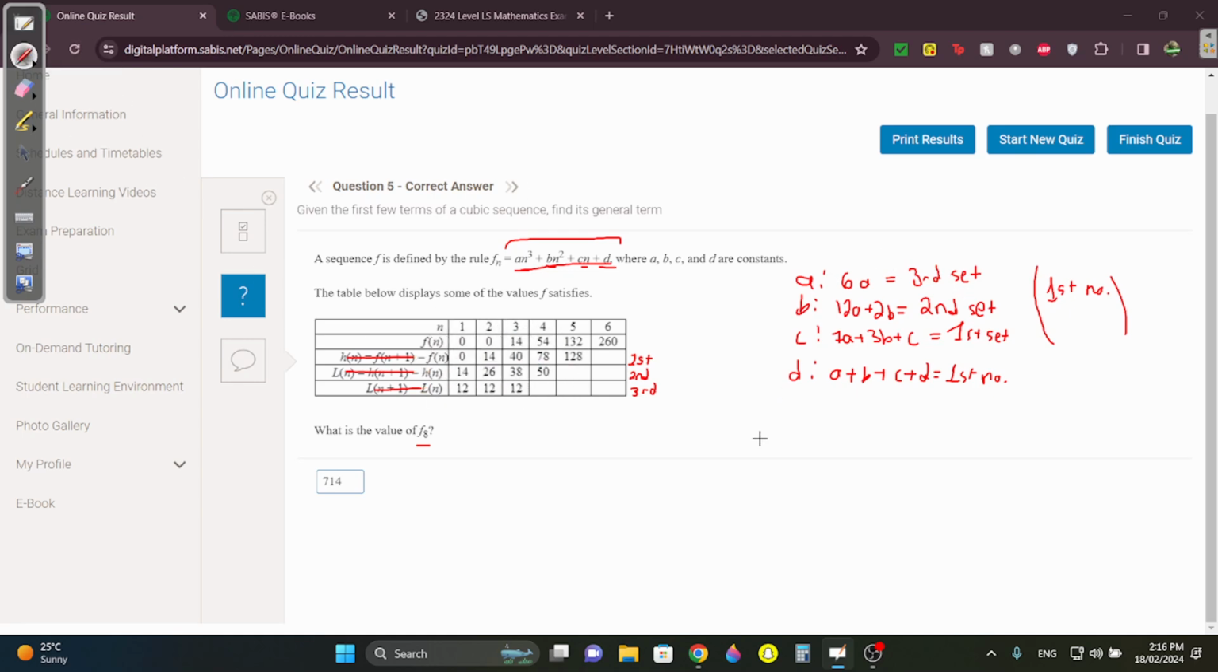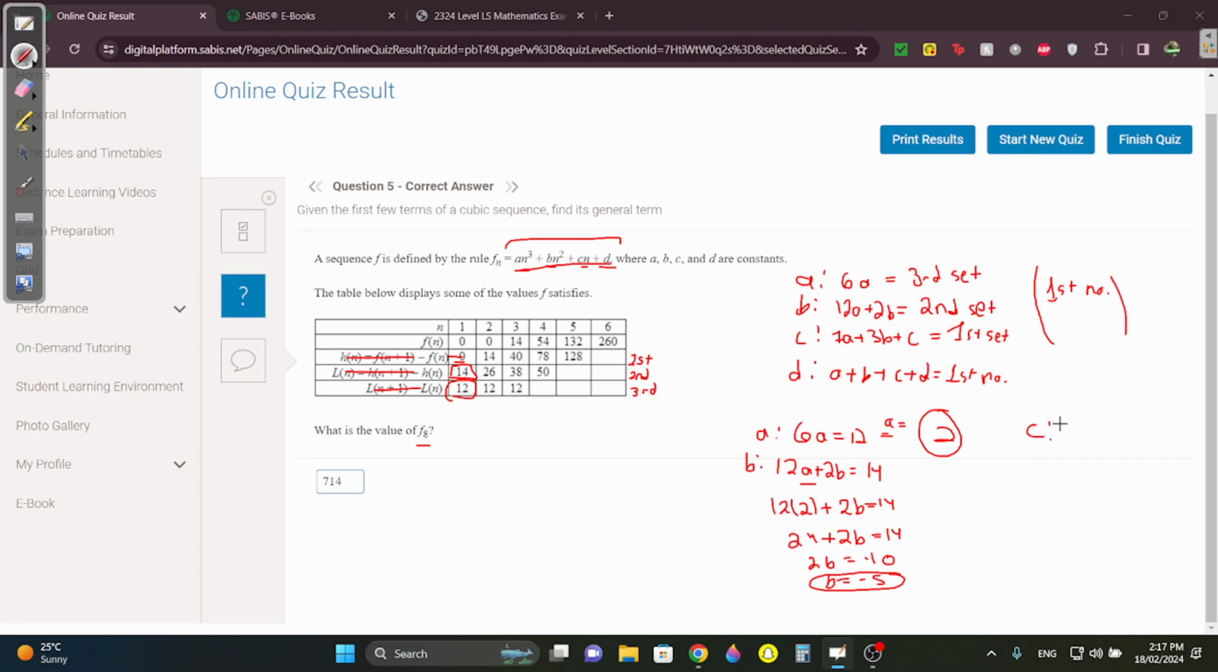Let's start with a. We said 6a equals the third set. You go first set, second set, third set. The third set is 12. 6a equals 12, so a is 2. How about b? 12a plus 2b equals the second set. What's the second set? The first number is 14. We know a is 2, right? So it will be 12 times 2 plus 2b equals 14. You'll get 24 plus 2b equals 14, so 2b equals minus 10. b equals minus 5.